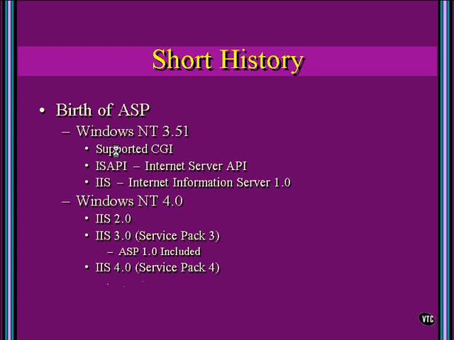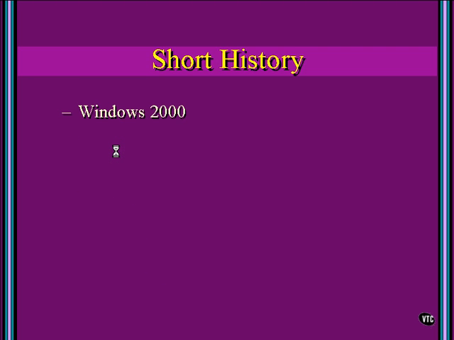Now, Service Pack 4 gave us Internet Information Server 4.0 and ASP 2.0, and ASP 2.0 is what really kind of blew the lid off for ASP. It was a very simple, like a 5-object model to program against, and it had a lot more features.